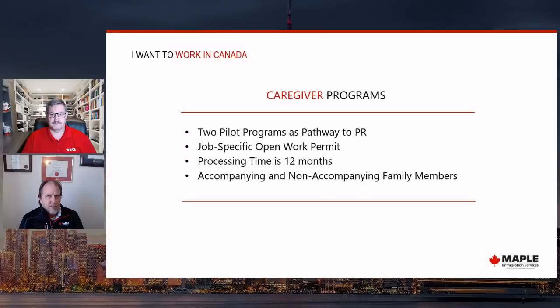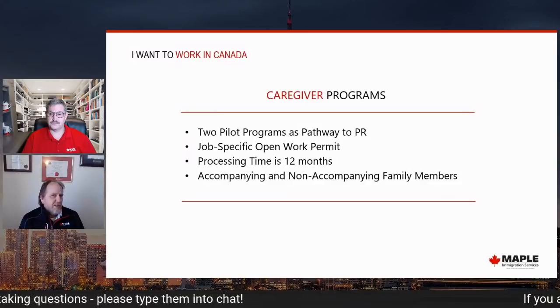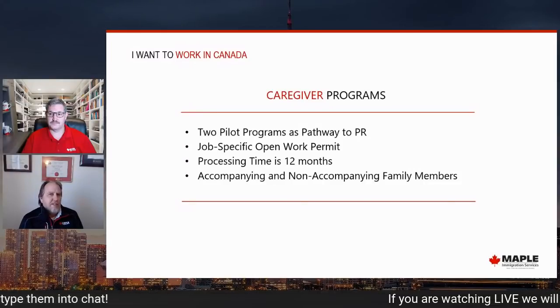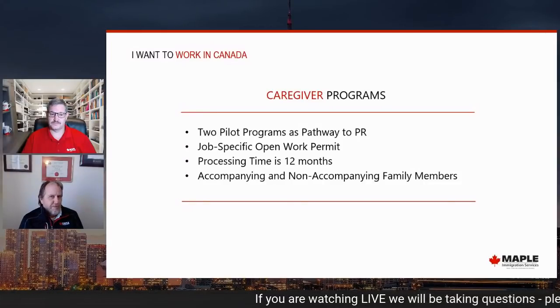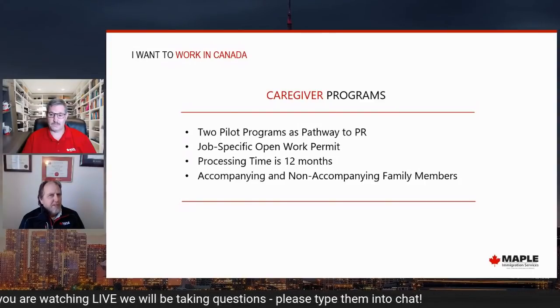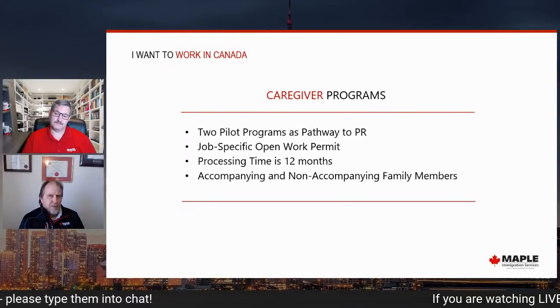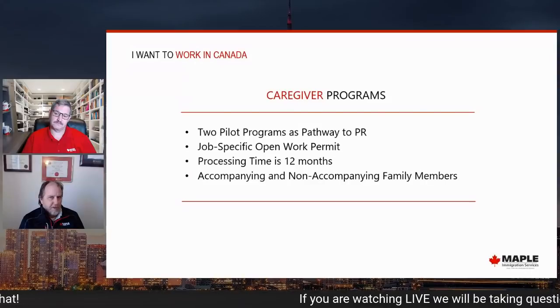What this means is processing times are generally 12 months now, is what they're trying to commit to, because they have to do all the background checks for you, make sure you have the experience as a caregiver, the educational qualifications, and that there are no security issues with you. So it can take about 12 months, and then you're pre-approved for permanent residency, and then you get your work permit.